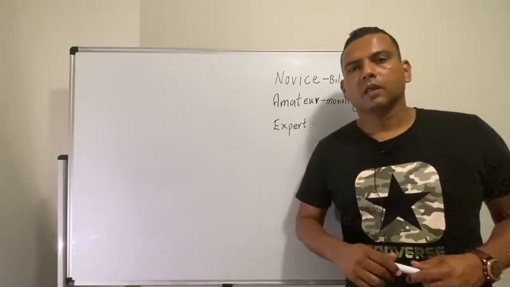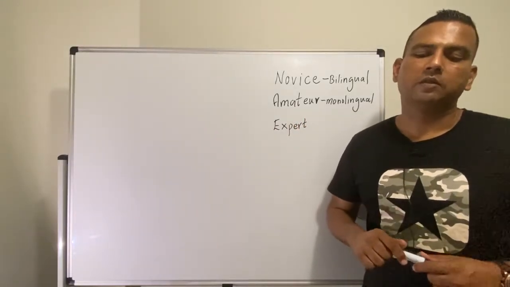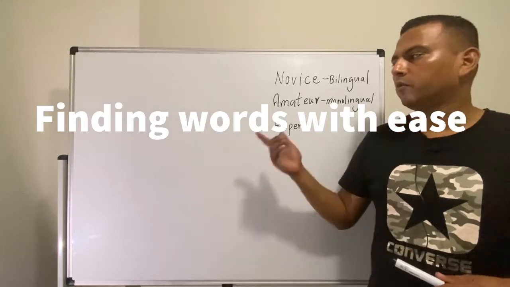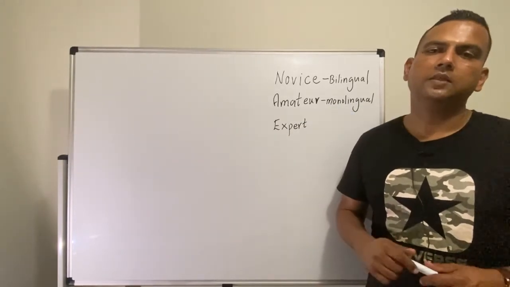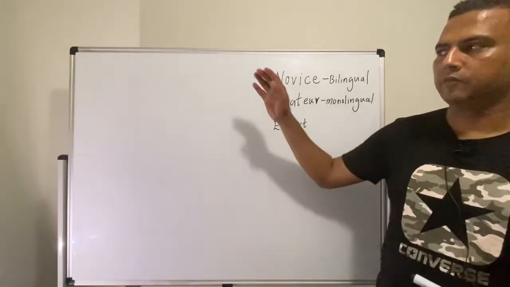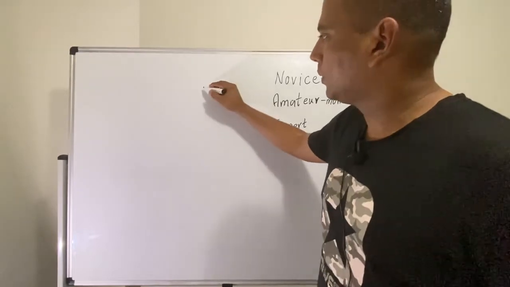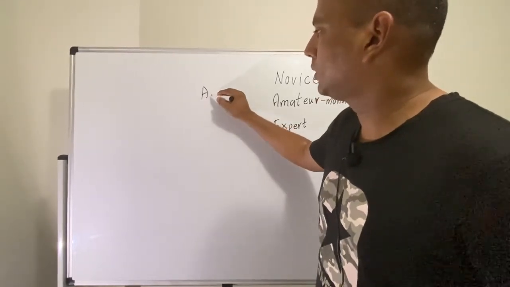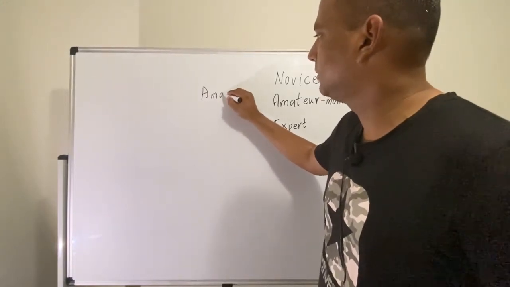So now we talked about what kind of dictionary you should use. Then we come to the question of finding words quickly. In a dictionary all the words are arranged in alphabetical order, starting from A to Z. So even now, a word that starts with A. If you want to find out, let's say for example, amateur.